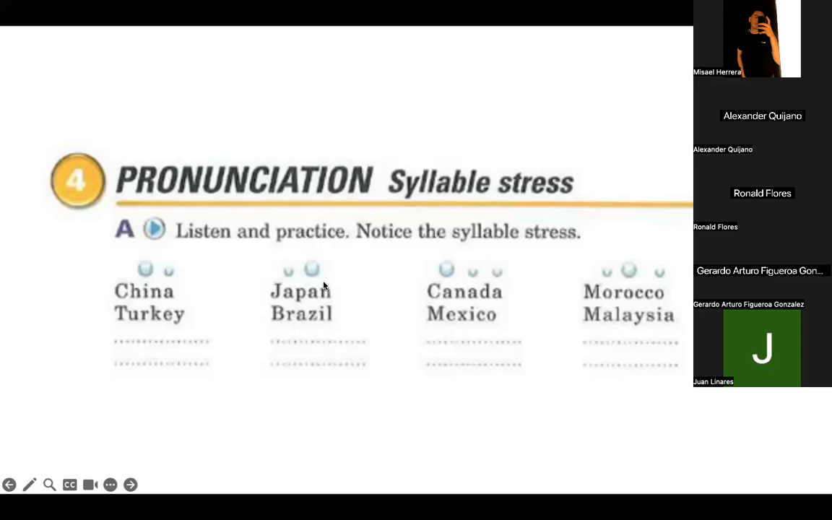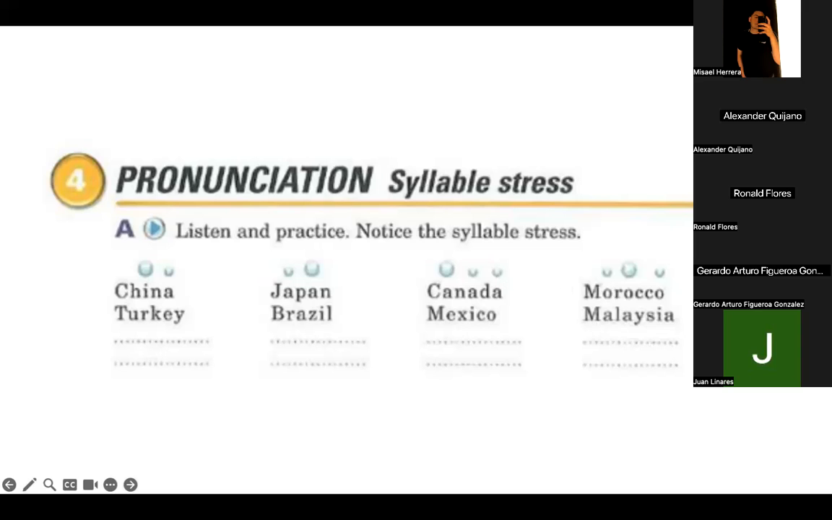Alexander, Alex, can you help me to read estas dos de acá? Japan and Brazil. Okay, excellent. Japan and Brazil. Great. Thank you, Alex. Okay, Ronald, can you help me with the third one? ¿Esta de acá? Canada and Mexico. Okay, excellent. Canada and Mexico. Thank you. What about you, Gerardo? Can you help me with this one? Morocco and Malasia. Excellent.